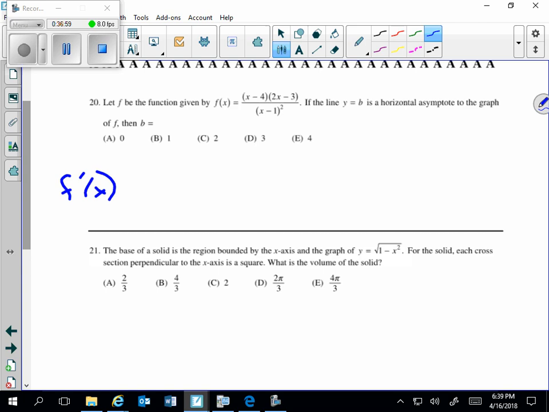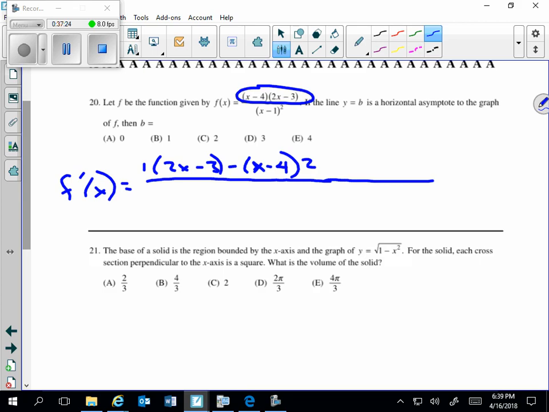So derivative of the, I have a product rule, right? And I have a quotient rule. So in my quotient rule, it says take the derivative of the top. But the derivative of the top is a product rule. So derivative of the first times the second minus the first times the derivative of the second. Okay, so there's the derivative of the top. Times the bottom minus the top.